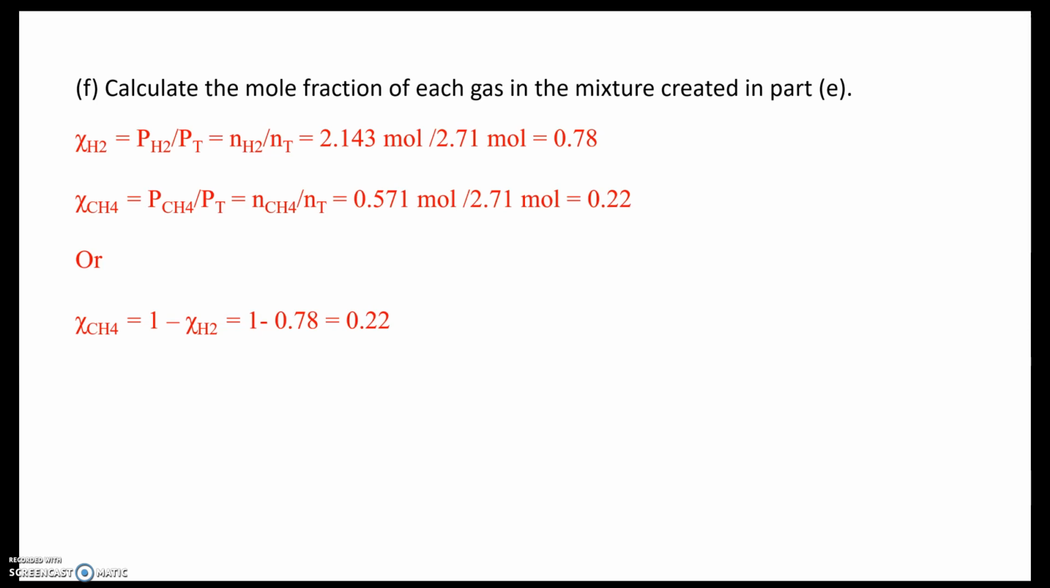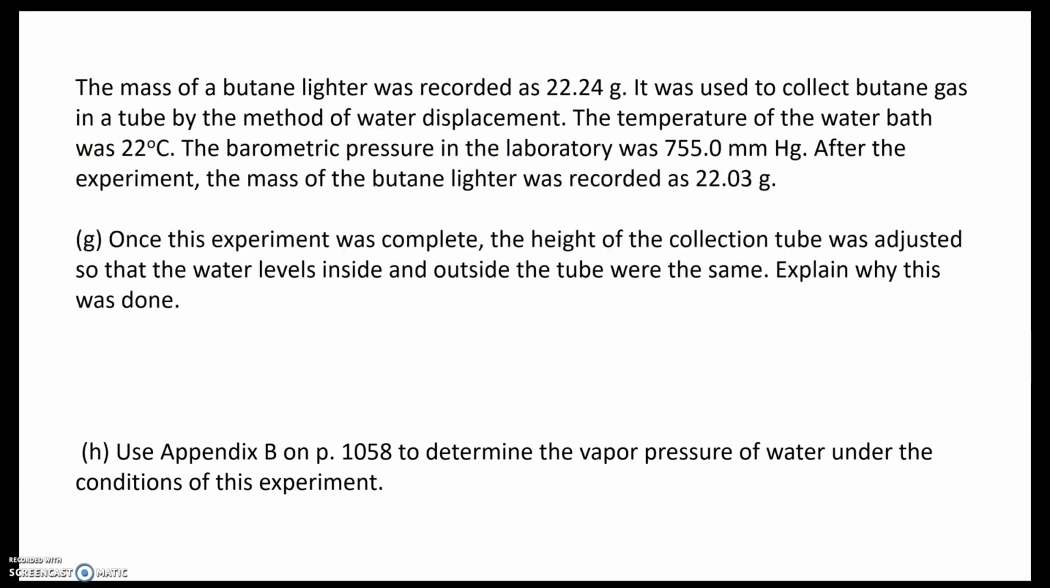I can do the same computation for methane on a molar basis and get 0.22. Now this should not surprise us. There are only two components in this mixture, hydrogen and methane. So once I've computed the mole fraction of one, then the mole fraction of the other is simply 1 minus the mole fraction of the first. Either way, I get 0.22 or 22%. All right, let's look at another problem.